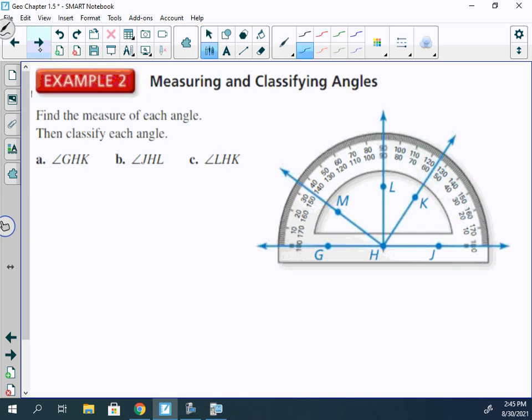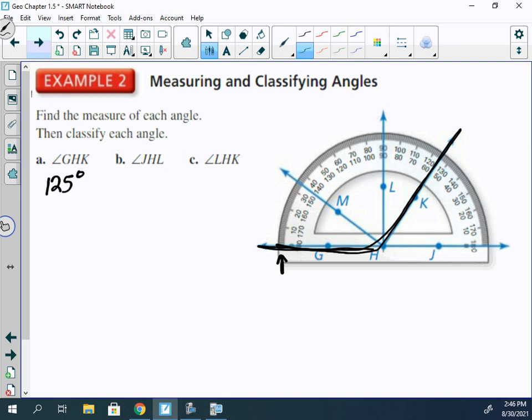Let's look at these here. We want to measure the angle and then classify it. So our first one is GHK. Now, if we want to measure the angle, one of them does start at 0, yes? So I'd come over here, and 0 is on the inside track or the outside track? Outside. 0, 10, 20, 30, 40, 50, 60, 70, 80, 90, 100, 110, 120, 125.